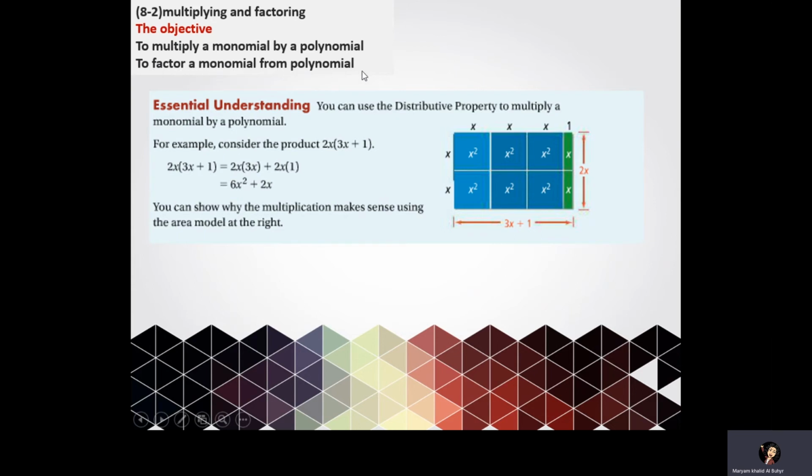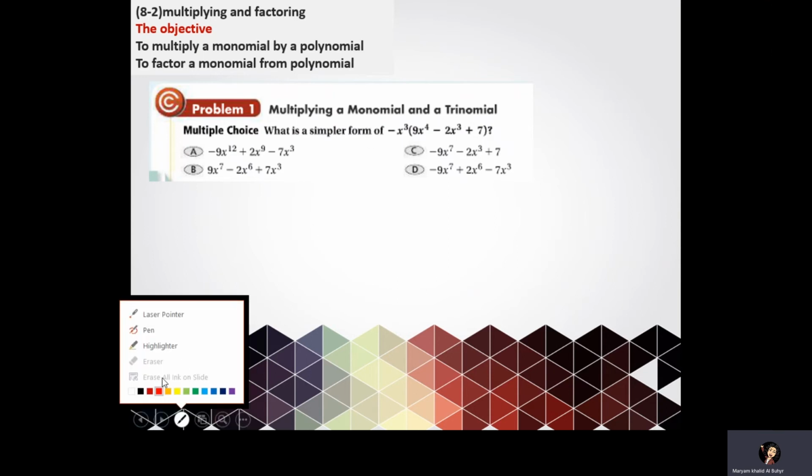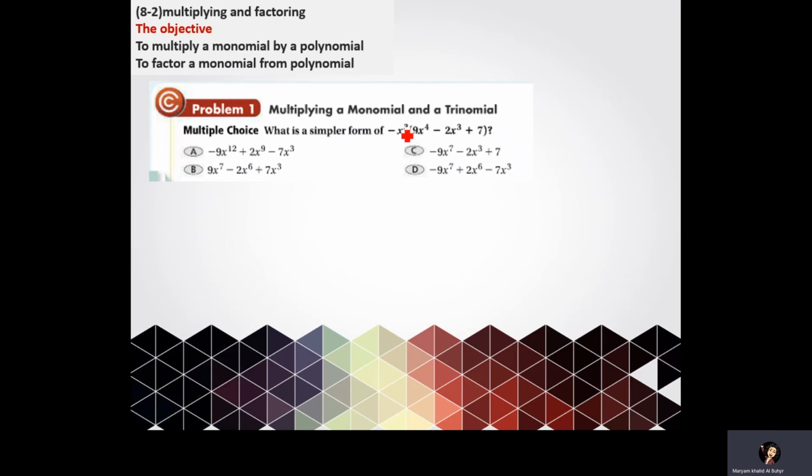Let's see that. Here in the first problem, we need to multiply a monomial and a trinomial. It's like you are distributing this term to all the terms inside. Since this term is stuck with all of them, you are going to distribute it to all of them. I mean, you will multiply this monomial by all the terms that you have inside.